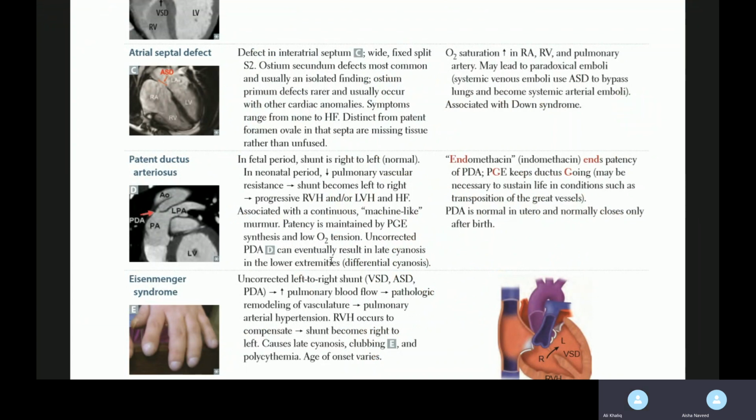One more thing from an exam point of view. Persistent ductus arteriosus is associated with congenital rubella. Mothers who get rubella infection can transmit the rubella to the fetus and it can cause persistent ductus arteriosus.